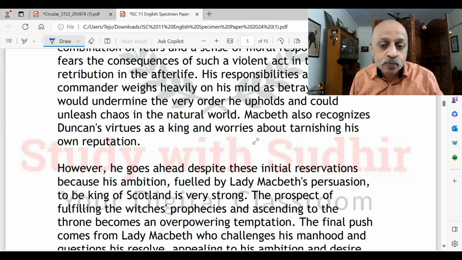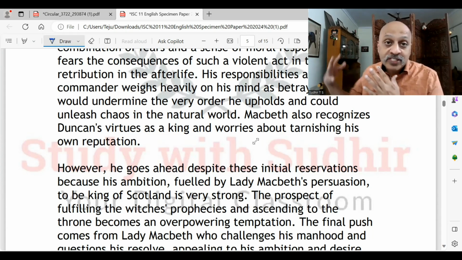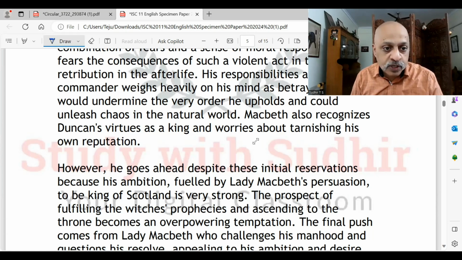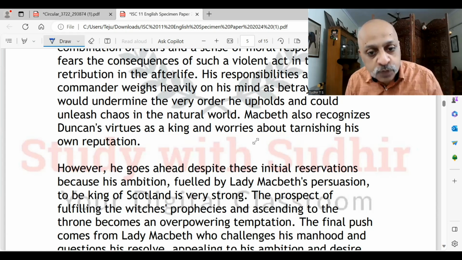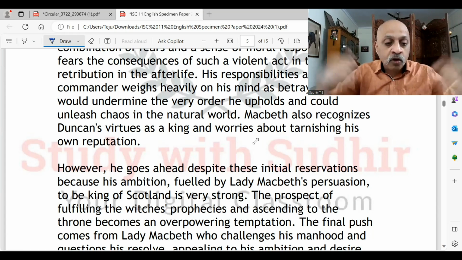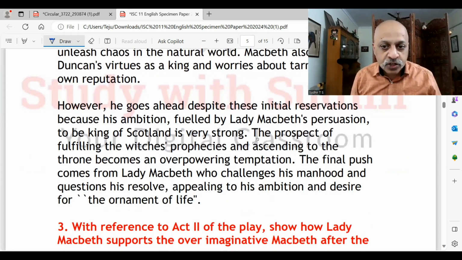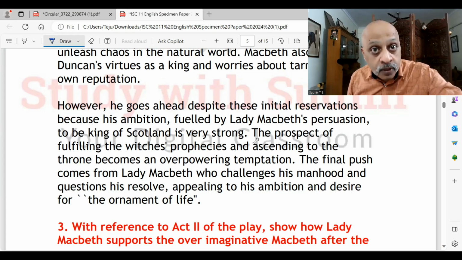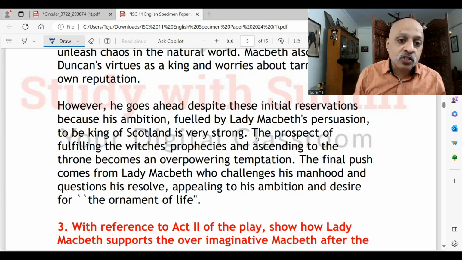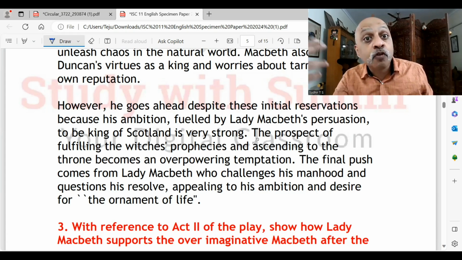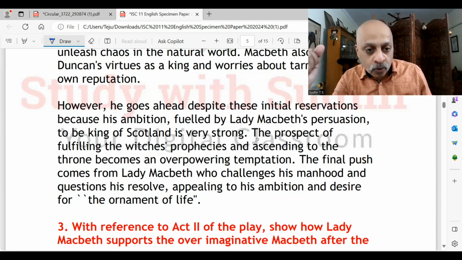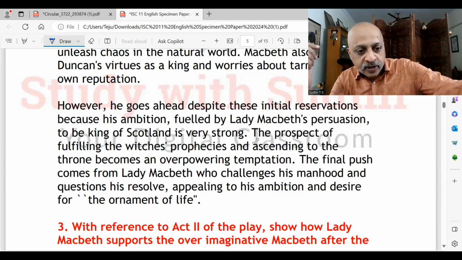However, he goes ahead despite these initial reservations because his ambition, an ambition which has been pushed by Lady Macbeth's persuasion to be Scotland's king, is very strong. The prospect of fulfilling the witches' prophecies and ascending to the throne of the king of Scotland becomes a very overpowering kind of temptation. But the final push comes from Lady Macbeth, who challenges his manhood, कि तुम मर्द हो क्या? And questions his resolve, appealing to his ambition and desire for the ornament of life, that is the crown. So this can be a perfect answer.